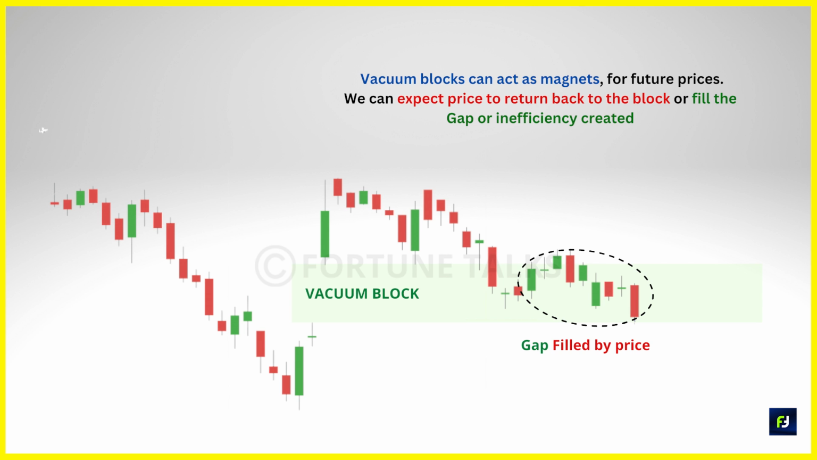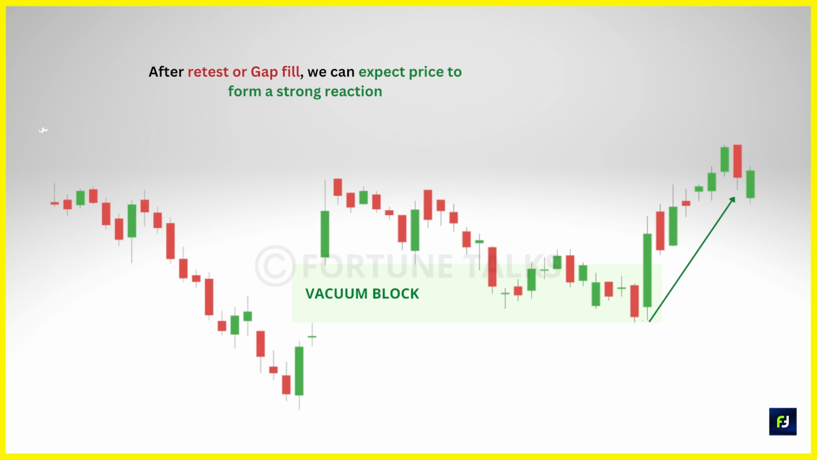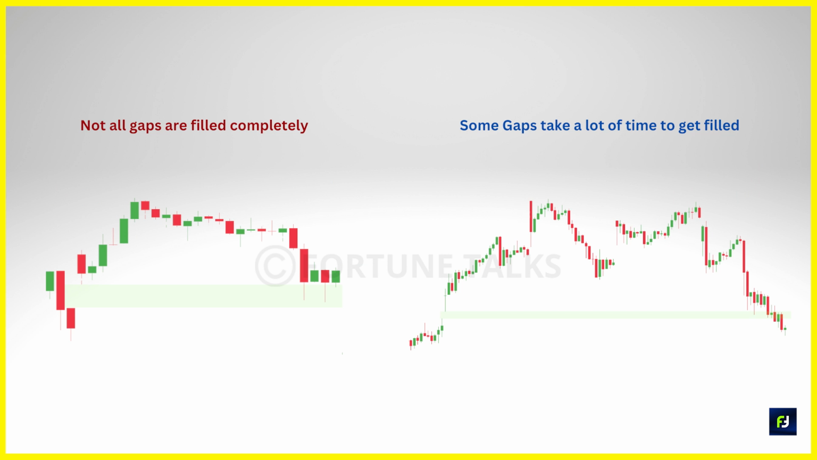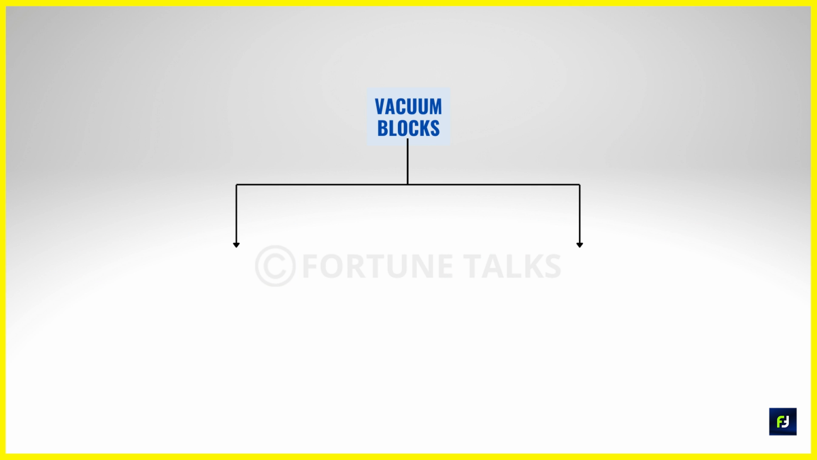So when the price revisits or retests these zones, it can trigger a strong reaction, either continuing the initial trend or reversing it. The price revisits this vacuum block to fill the inefficiency in price action. But keep in mind that not all gaps are filled completely, and some gaps take a lot of time to get filled. Vacuum blocks are also classified into two types based on their formation. These are bullish vacuum blocks and bearish vacuum blocks.